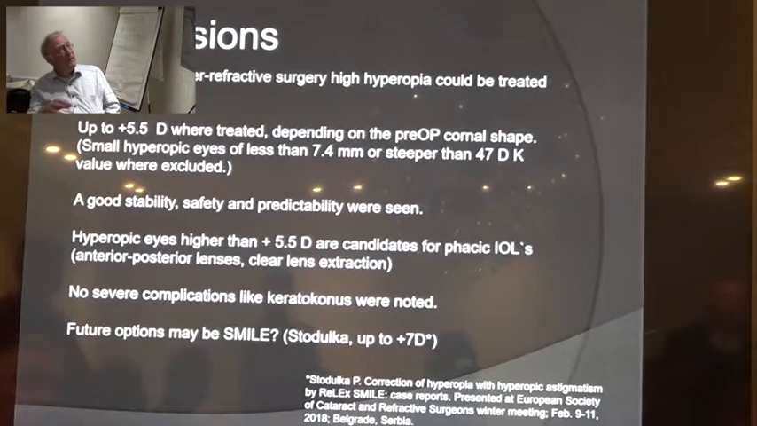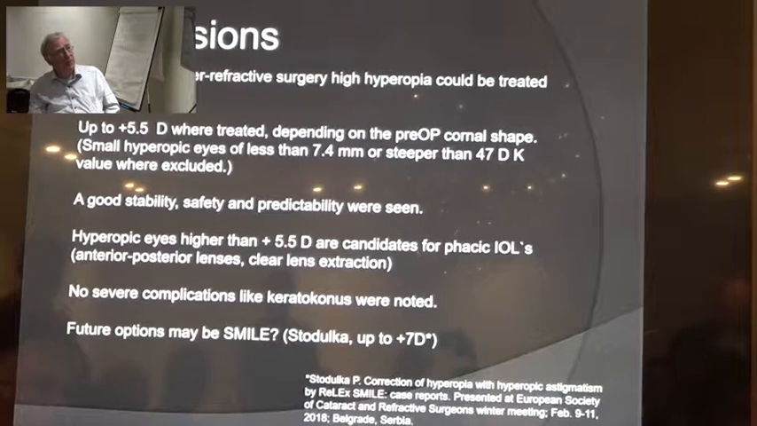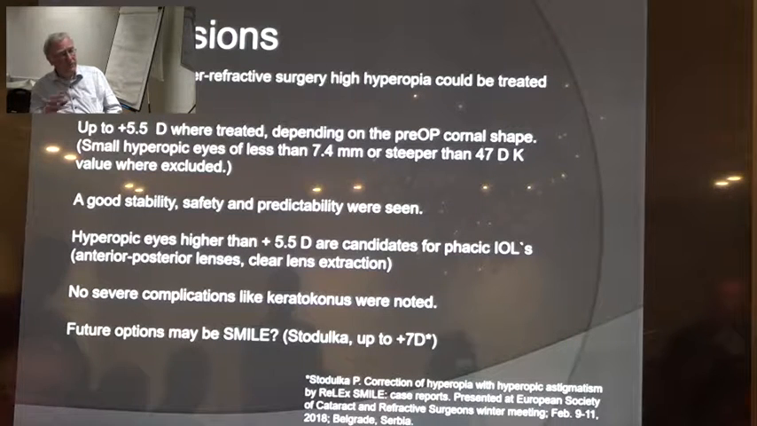Up to 5 diopters were treated, depending on the preoperative corneal shape. Small hyperopic eyes of less than 7.5 millimeter or steeper than 47 diopters K value were excluded. No severe complications like keratoconus were noted. But the future option could be SMILE, and that I have said. I don't know where Pavel is here. He gave a very good talk at the winter meeting of the ESCRS in Belgrade about correction of hyperopia with hyperopic astigmatism by ReLEx SMILE. Okay, thank you for your kind attention.